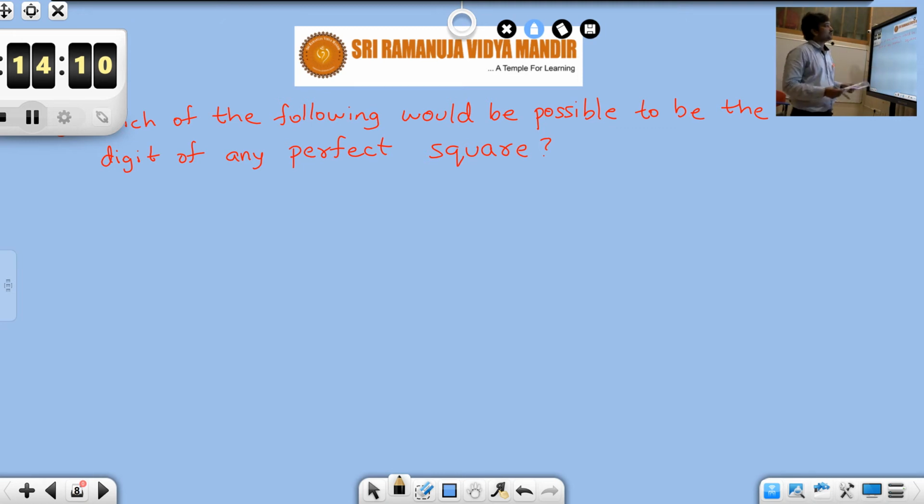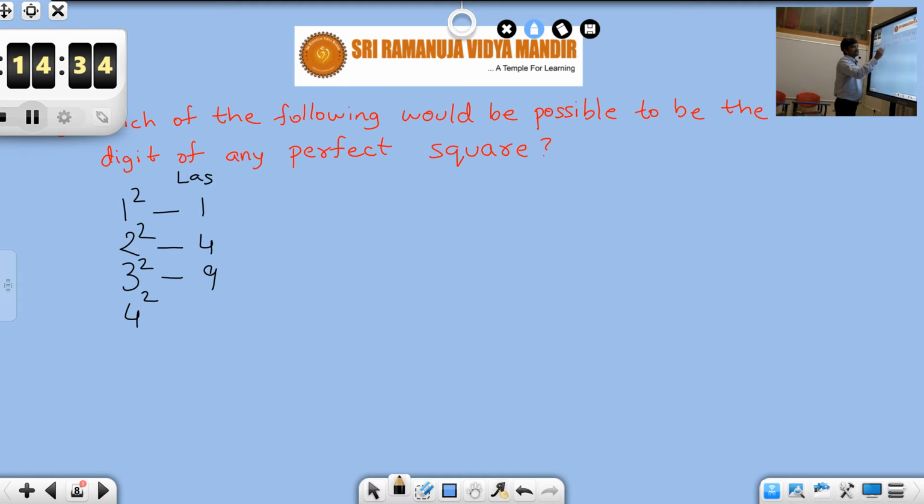Which of the following would be possible to be the last digit of any perfect square? Again, this question is based on the properties of squares. As we have seen, what would be the last digits of any perfect square? First, 1 square means 1. 2 square is 4. 3 square, 9. 4 square, let's write only the last digit, 6. That is 16, right?